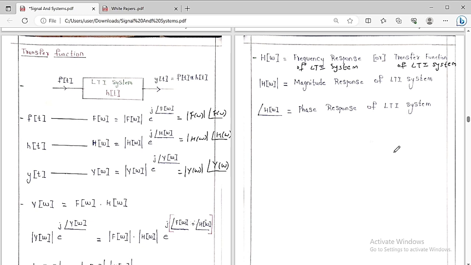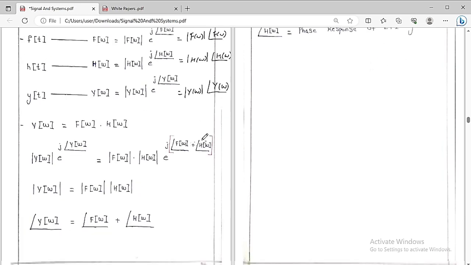So finally, H of omega is basically called the frequency response or the transfer function of the LTI system. The magnitude of H of omega is called the magnitude response of the LTI system, and the phase angle of H of omega is called the phase response of the LTI system. These things you always have to keep in mind. So finally, what is the transfer function? H of omega is called the transfer function.